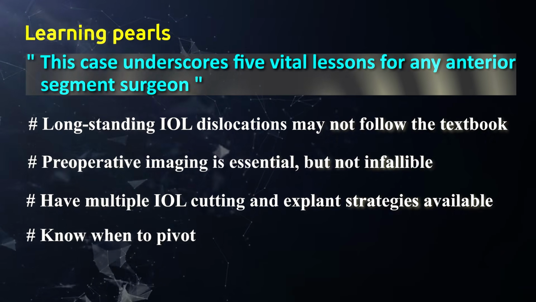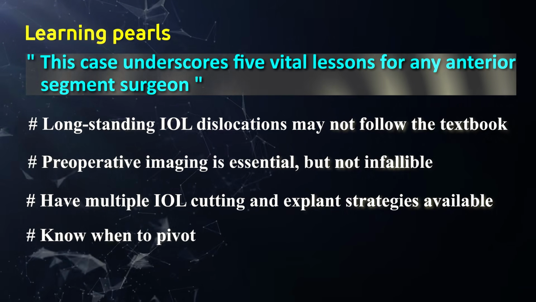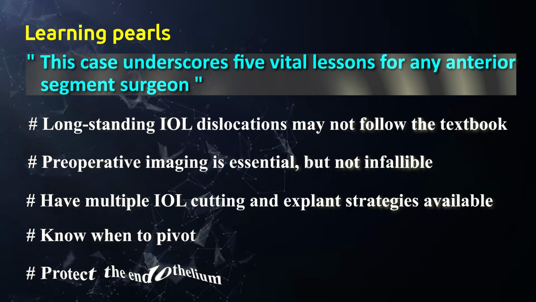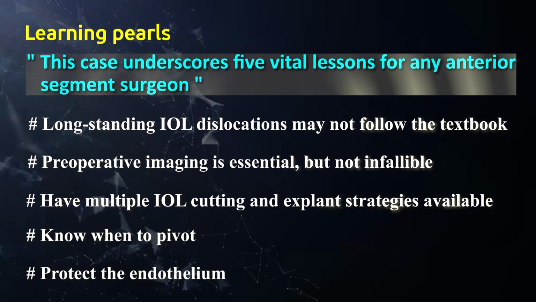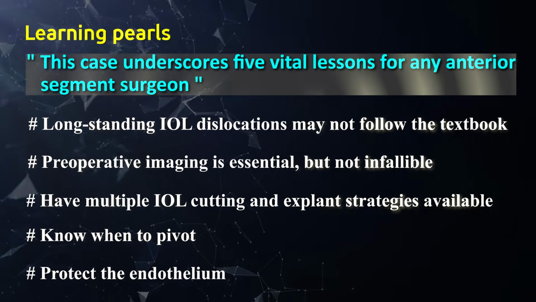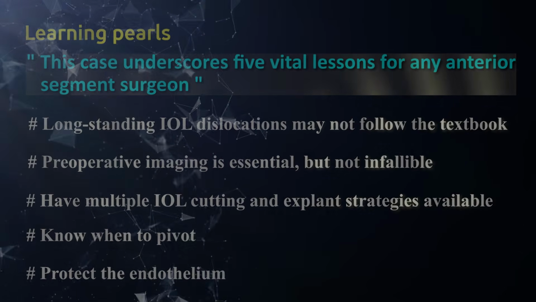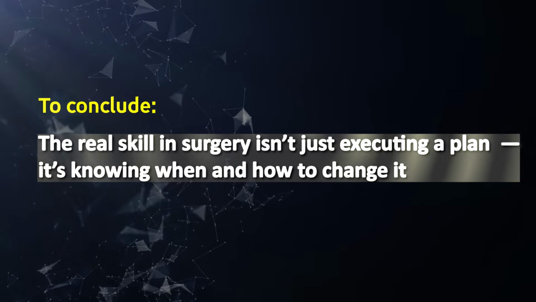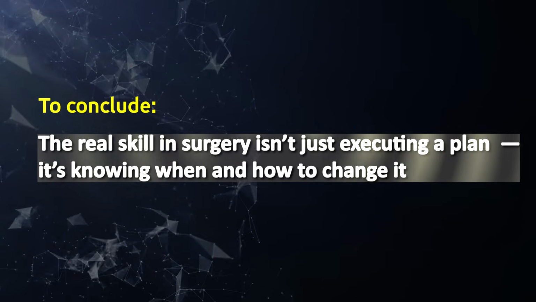Know when to pivot. When intraocular sectioning fails, externalization can prevent further damage. And try to protect the endothelium. Use viscoelastic generously and minimize chamber turbulence. So to conclude, the real skill in surgery isn't just executing a plan. It's knowing when and how to change it.